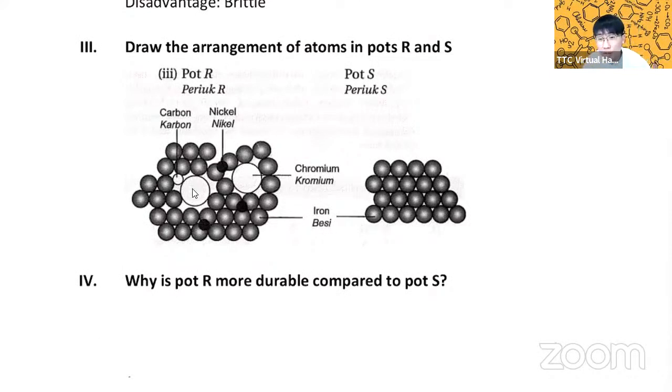So what do we call this? We call this the disrupted arrangement. The arrangement got disrupted and it is not orderly anymore. When you apply force, it will be harder for the layers to slide over each other. So that's for your port R. Port S bends easily because the atoms are layer by layer. They can easily slide if you apply force.